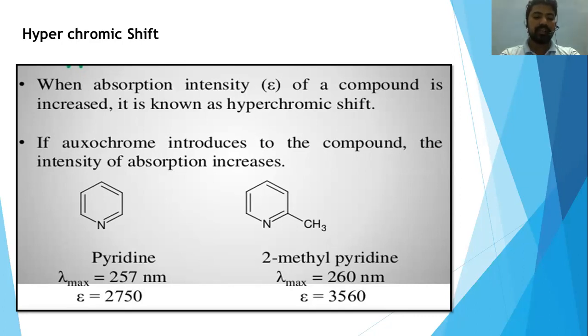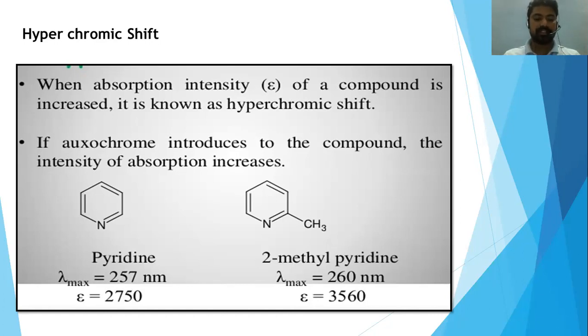If we introduce a methyl group at the second position of the pyridine molecule, we get 2-methyl pyridine. Its lambda max value is 260 nanometers. So we can see the kind of shift it is. What kind of shift is it? Lambda max value is increasing to a higher value, so it is a bathochromic shift in terms of absorption wavelength. But here we are learning about hyperchromic shift, no?